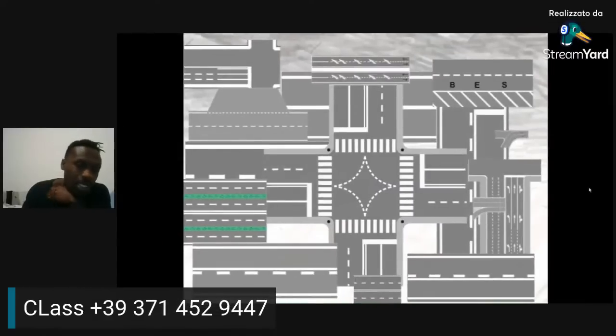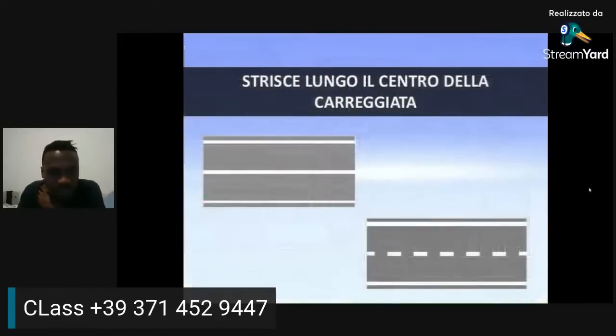Okay. So let's check out the different kinds and types of road and how we have to, of course, comport ourselves. The first one is strisce lungo il centro della carreggiata. The white line in the middle of the carriageway, the meaning of it. What does it mean? It just divides the carreggiata so that we know that this carreggiata has due corsie. So the first one, it is a carreggiata that has due corsie.